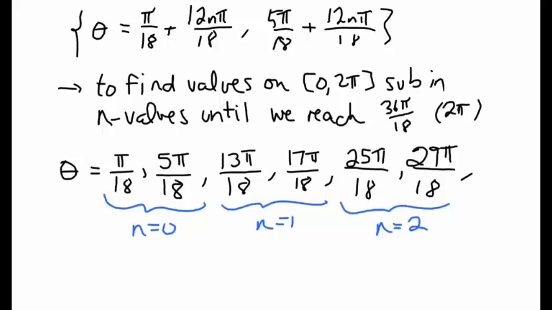That's because as soon as we substitute in n is equal to 3, we're going to get 36 pi over 18 for this part of our fraction, and then we're going to be adding more to it. So our solutions for n is equal to 3 are going to be larger than 36 pi over 18. So it looks like these 6 particular solutions are the full solution set for the interval 0 to 2 pi.